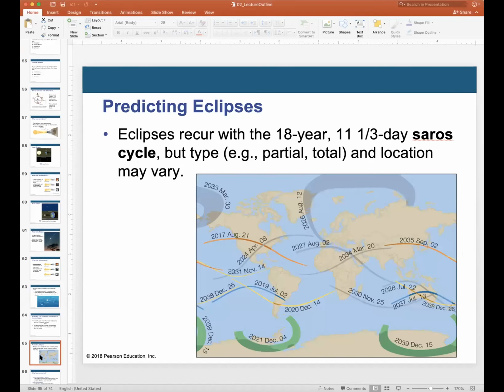Here's the path, or the cycle, which is about as accurate as you want to take a look at it. The last one that we had was on August 21st, 2017. We will have another one in April 2024, April 8, 2024, which I believe will also cover Missouri and probably St. Louis.